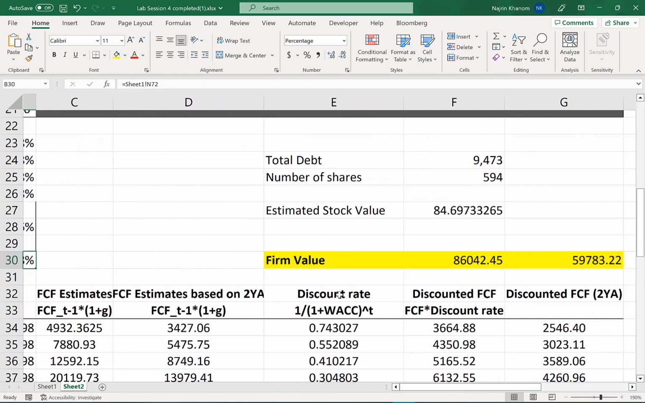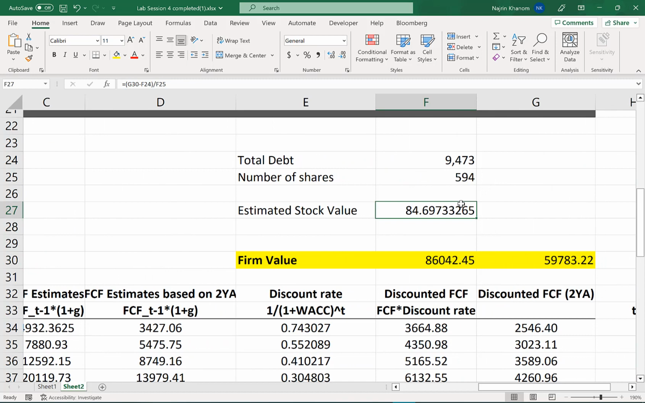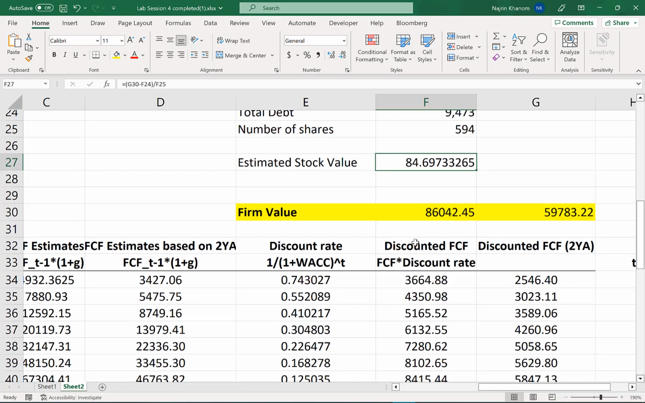And let's look at the valuation. The valuation has changed from 1700 to 84.69. Right? So you can see how dramatically that one assumption has changed our valuation.